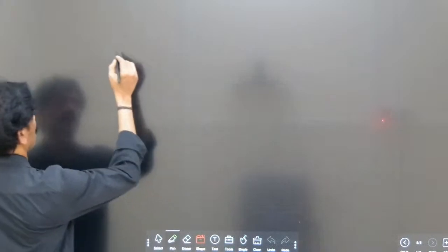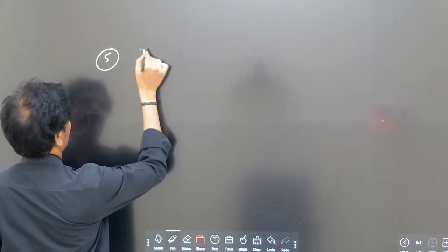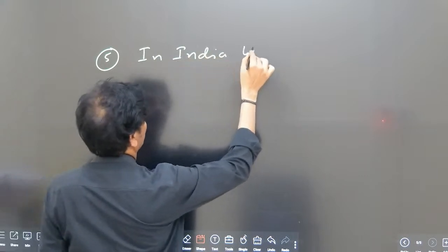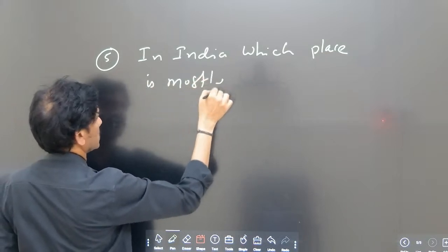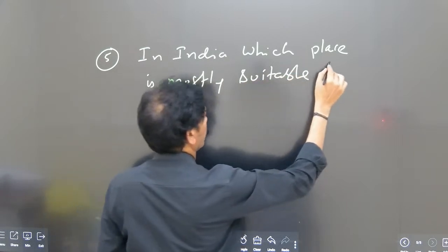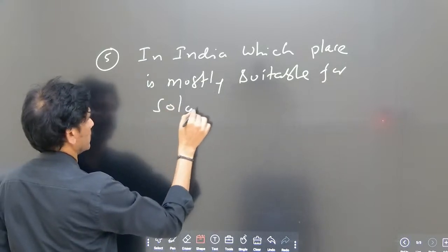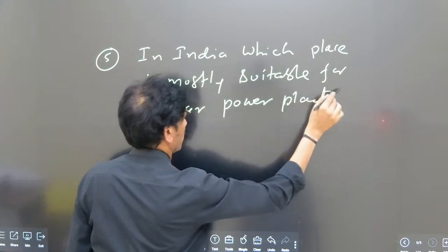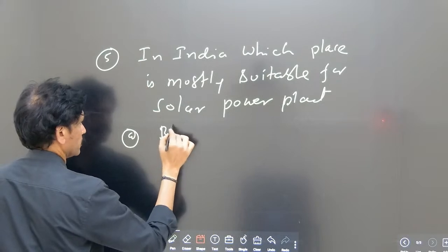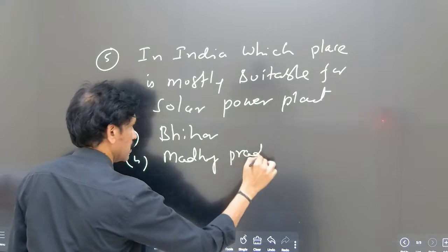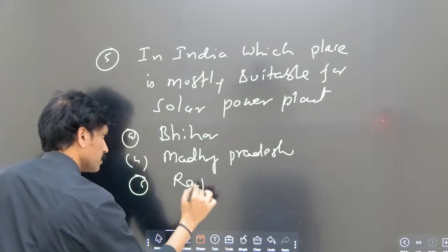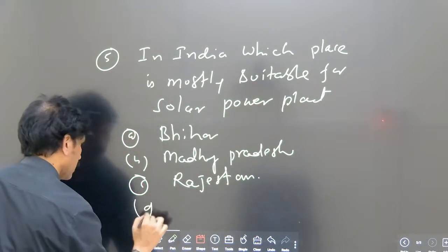Next question, question number 5. In our India, which area is suitable to establish a solar power plant? In India, which place is mostly suitable for a solar power plant? Bit A, Bihar. B, Madhya Pradesh. C, Rajasthan. D, Andhra Pradesh.